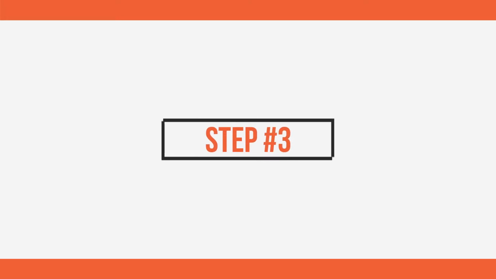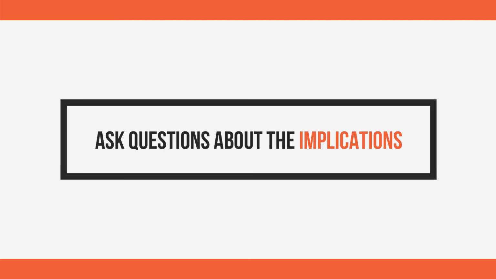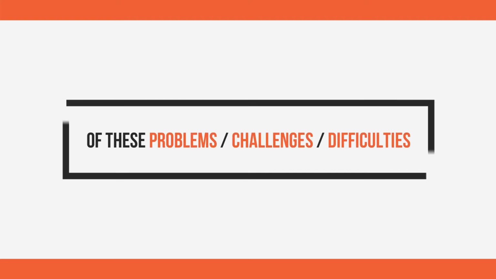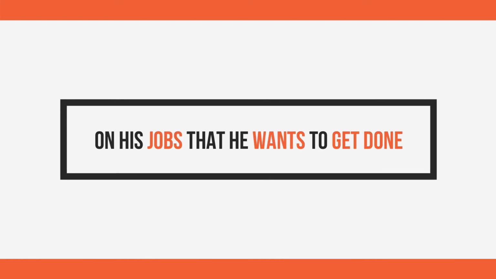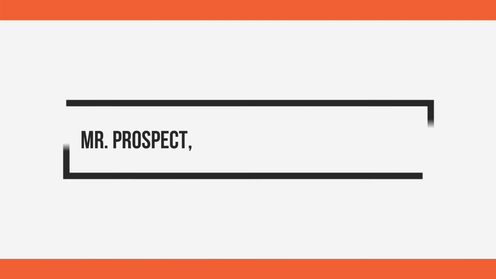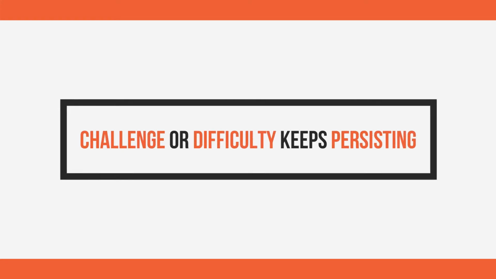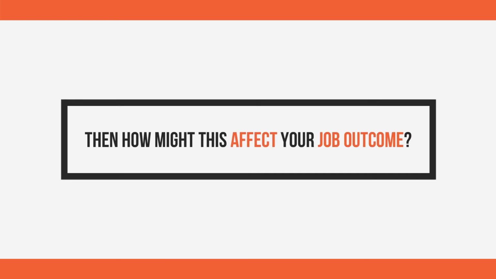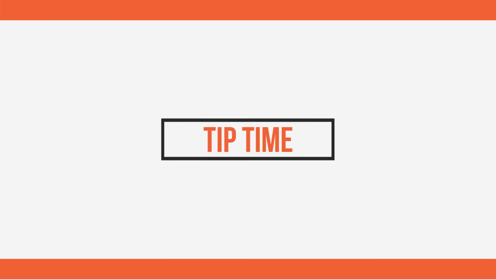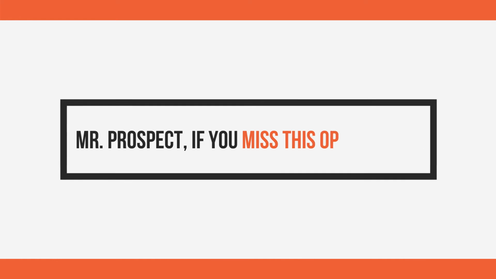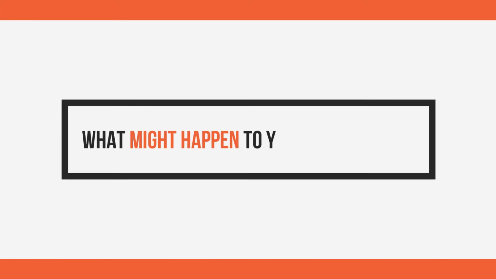Step 3. Ask questions about the implications of these problems, challenges, or difficulties on the prospect's job that he wants to get done. Mr. Prospect, if this particular problem, challenge, or difficulty keeps persisting, how might this affect your job outcome? Tip time. Mr. Prospect, if you miss the opportunity, what might happen to the job outcome? The chances of getting an affirmative answer in this scenario is also very, very high.